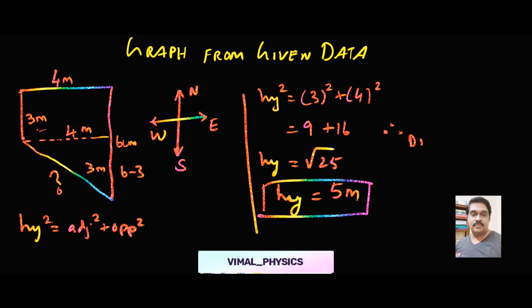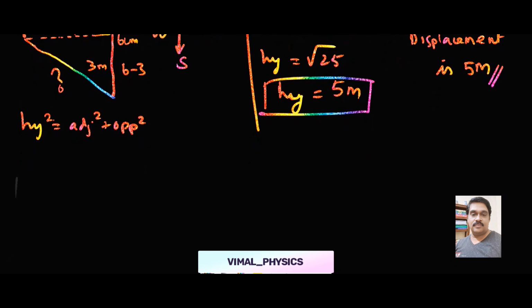We take the hypotenuse as the displacement because it is the shortest distance between the starting and the ending point. So the actual path should not be taken. You should be careful.